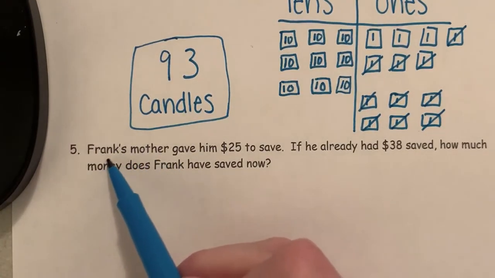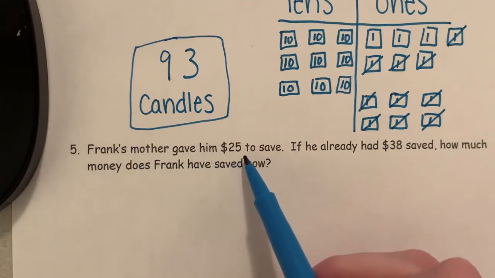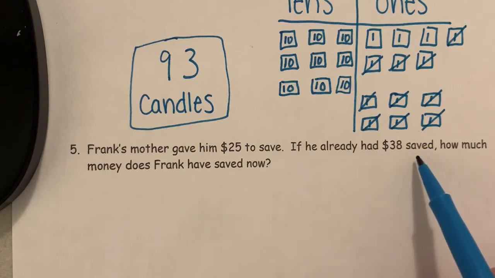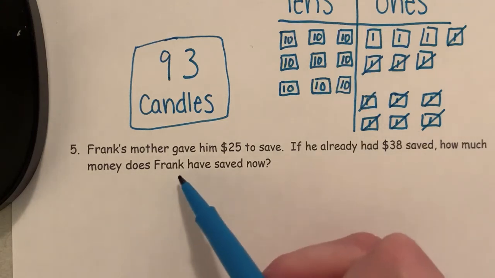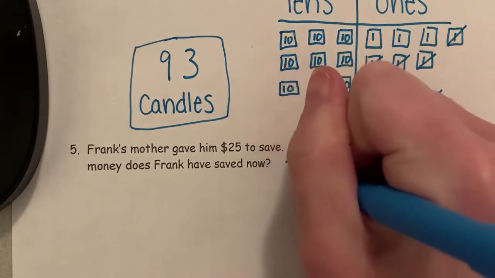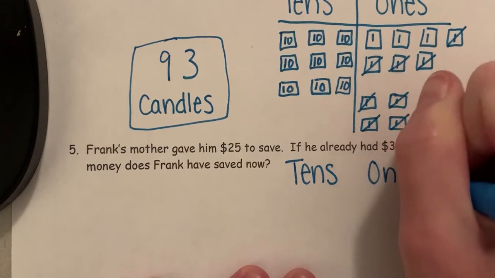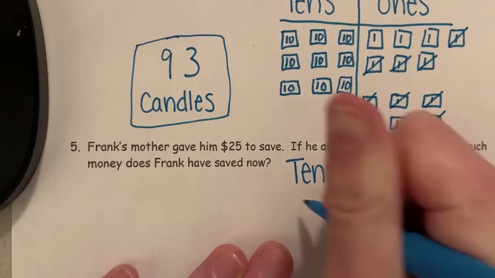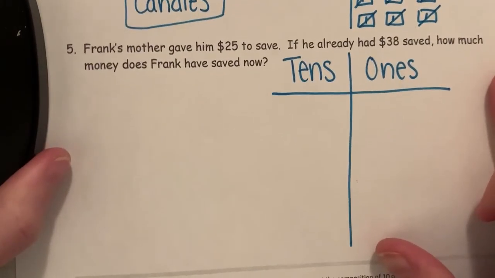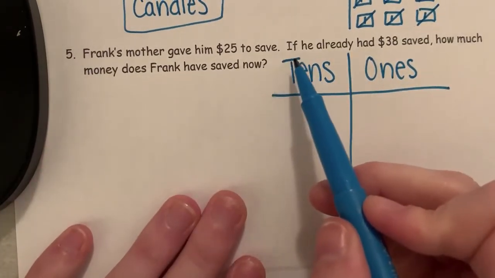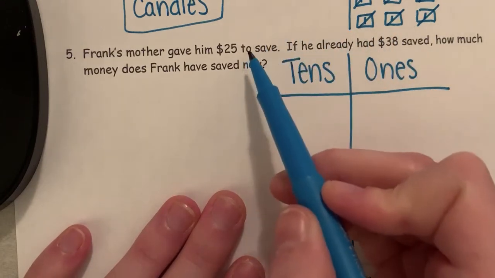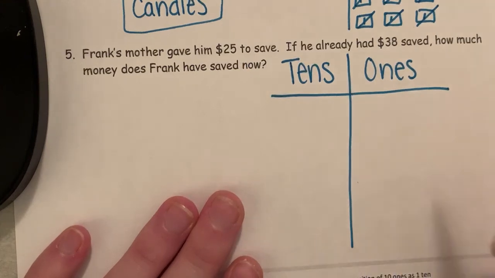All right, and then let's look at our last question here. So we have Frank's mother gave him $25 to save. If he already had $38 saved, how much money does Frank have saved now? So again, we're going to draw our tens and our ones chart here. So we need to start with the $38 that he already saved so that we can add it to the $25 that his mom gave him.